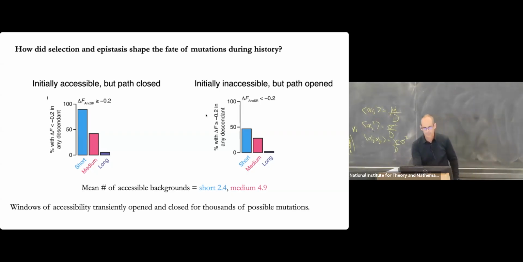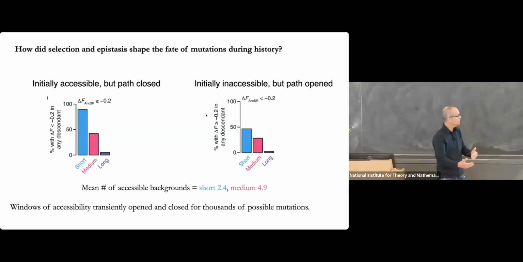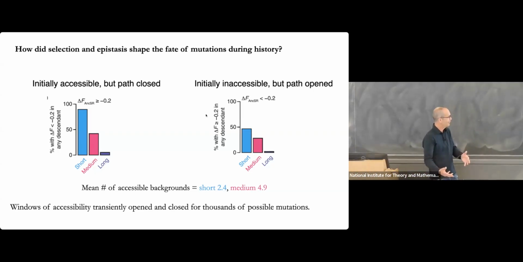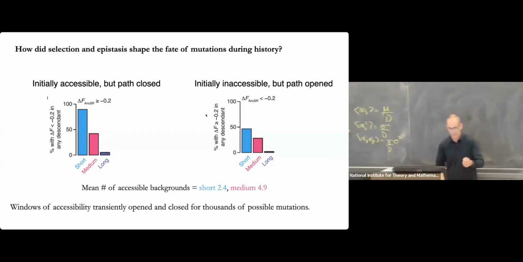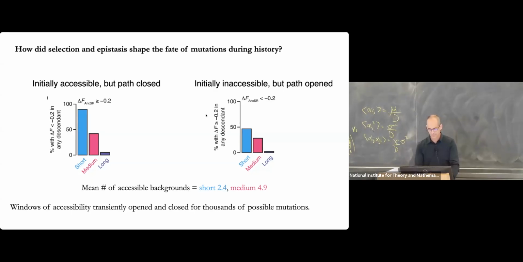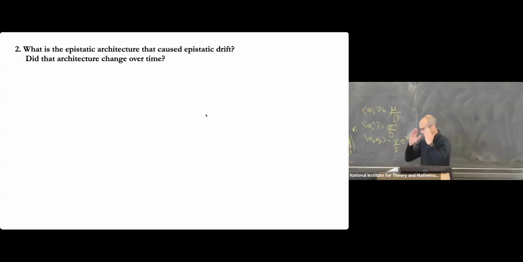Yeah. All right. So there are these windows of accessibility that are transiently opening and closing for, it's actually hundreds of mutations, because it's about half of 1,400. So several hundred of possible mutations are historically contingent because of this epistatic modification. And the extent of contingency, the extent of epistatic modification, differs among substitutions. All right, so part two.